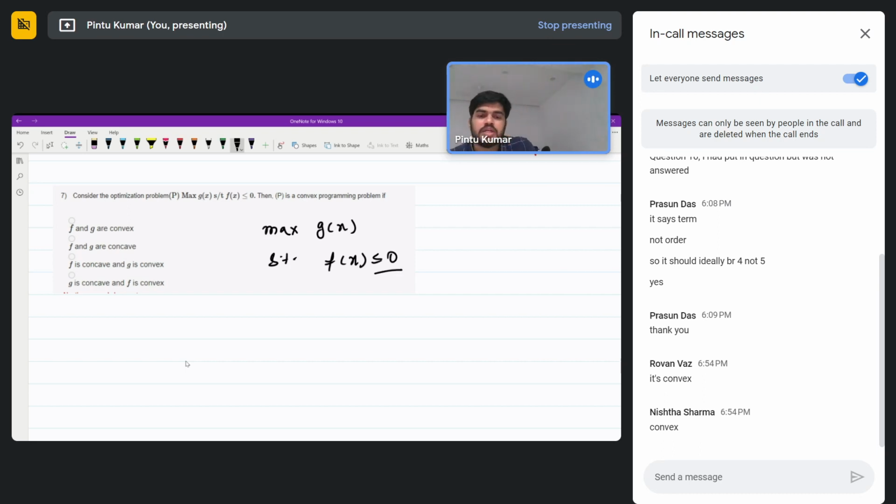We have done 4 questions related to this. So I'm expecting an answer from you guys. So you want this problem to be a convex optimization problem. So what should be the condition on g and f? So this is option A, B, C, D. Please let me know which one is correct. Just type it in the chat box, which is the correct option. Option C. Okay, option C says f is concave and g is convex. What do others have to say?